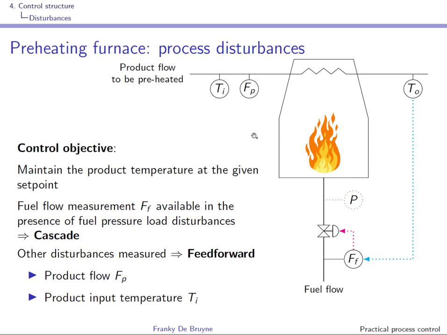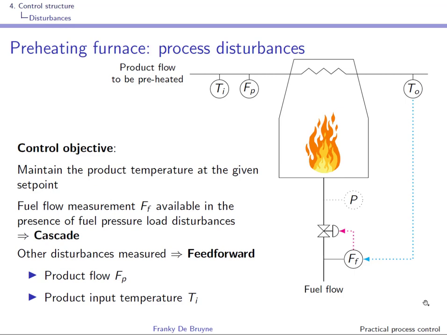We had seen that there are other disturbances acting on the output. If they are measured, they can be rejected, but you'll need to implement a feed forward. So those two candidates that are used for feed forward, if measured, are the product flow at the input, right, and the product input temperature Ti.